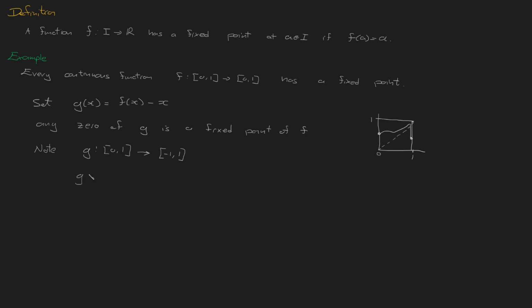We have g of 0 is equal to f of 0 minus 0, but that's just f of 0. And that's greater than or equal to 0, because again, f maps to 0, 1. And we have g of 1 is equal to f of 1 minus 1, and that's less than or equal to 0, because again, f maps into 0, 1, and if I subtract 1 from that, then I'm going to have a value between minus 1 and 0.